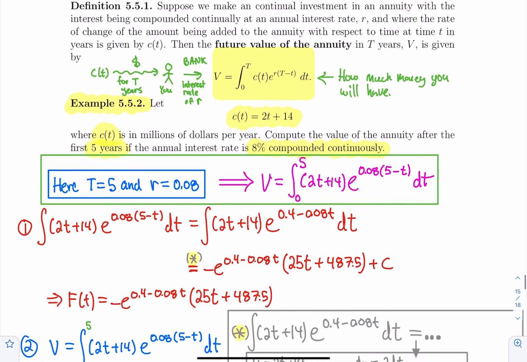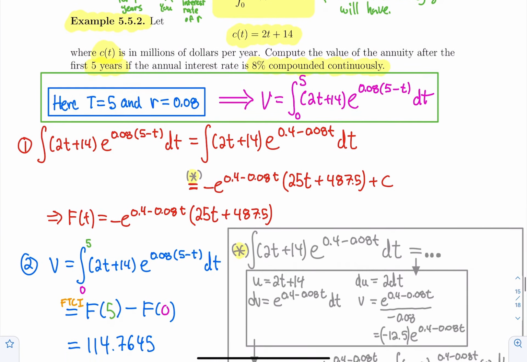Suppose C(t) here is in millions of dollars per year. Let's compute the value of the annuity after the first 5 years if the annual interest rate is 8%, compounded continuously. So again, just read your question and extract the information. In this case, we're doing this for 5 years, so big T is equal to 5. And because the interest rate is 8%, the r value is 0.08.